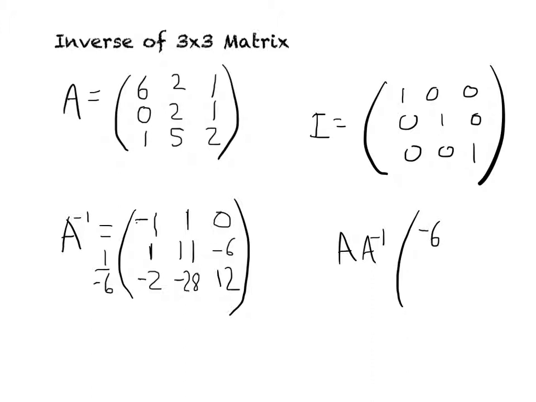The next position here would be top times middle. Top is 6 times 1, 2 times 11. 6 times 1 is 6, 2 times 11 is 22, so that's 28. 1 times minus 28 is 0, so it looks pretty good so far. The next position, top right, 6 times 0, 2 times minus 6 is minus 12, plus 12 is 0, and you can check the rest yourself, hopefully it is right. So that's how you find the inverse of a 3 by 3 matrix.